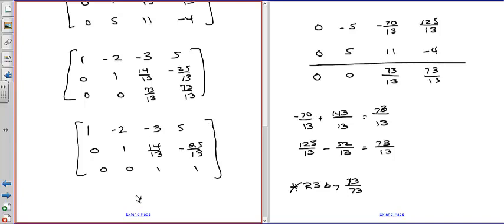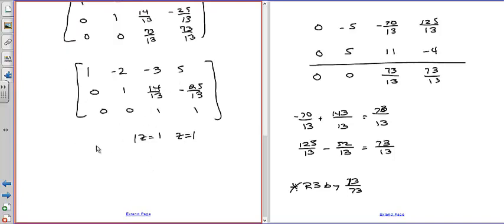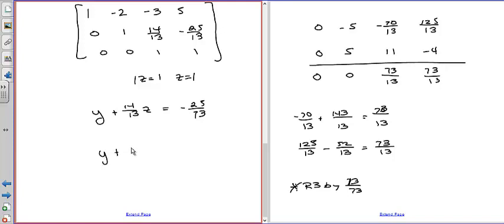And what that says is z, 1z equals 1, or z equals 1. So that's my z solution. Now I can plug that z equals 1 into here, and so the second equation is saying 1y plus 14 thirteenths z is equal to negative 25 thirteenths. But I know z now, so I can plug that in. So I get y plus 14 thirteenths times z, which is 1, equals negative 25 thirteenths.